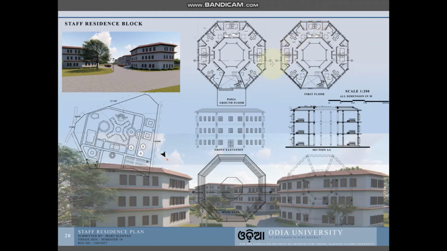Staff residences are located closer to the entrances for easy access, and basically there are 3 blocks with 3 floors, and each floor consists of 4 units, 2 units of one single bedroom and 2 units of double bedroom.